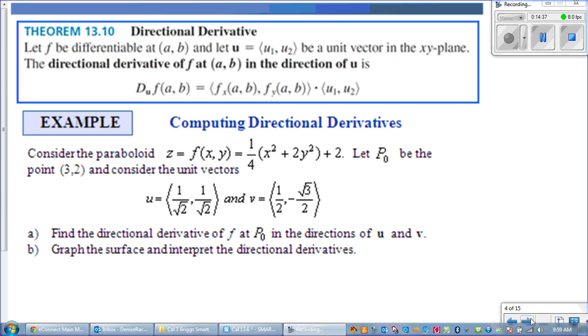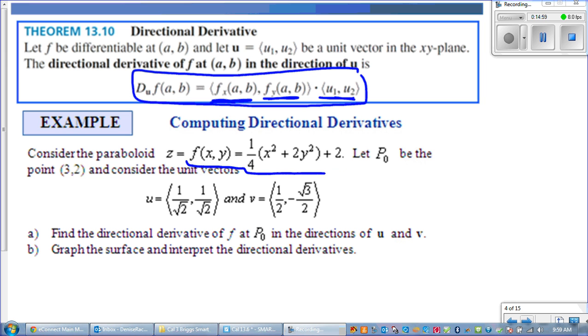So now let's apply this. Here's the formula we'll use for directional derivative. Now this is just the partial derivatives in the x and the y direction. And this is the vector that gives us the direction that we want to get the derivative in terms of. Okay, so now this is the surface that we want to find the directional derivative of, and the point (3, 2) is where we want to find that derivative.